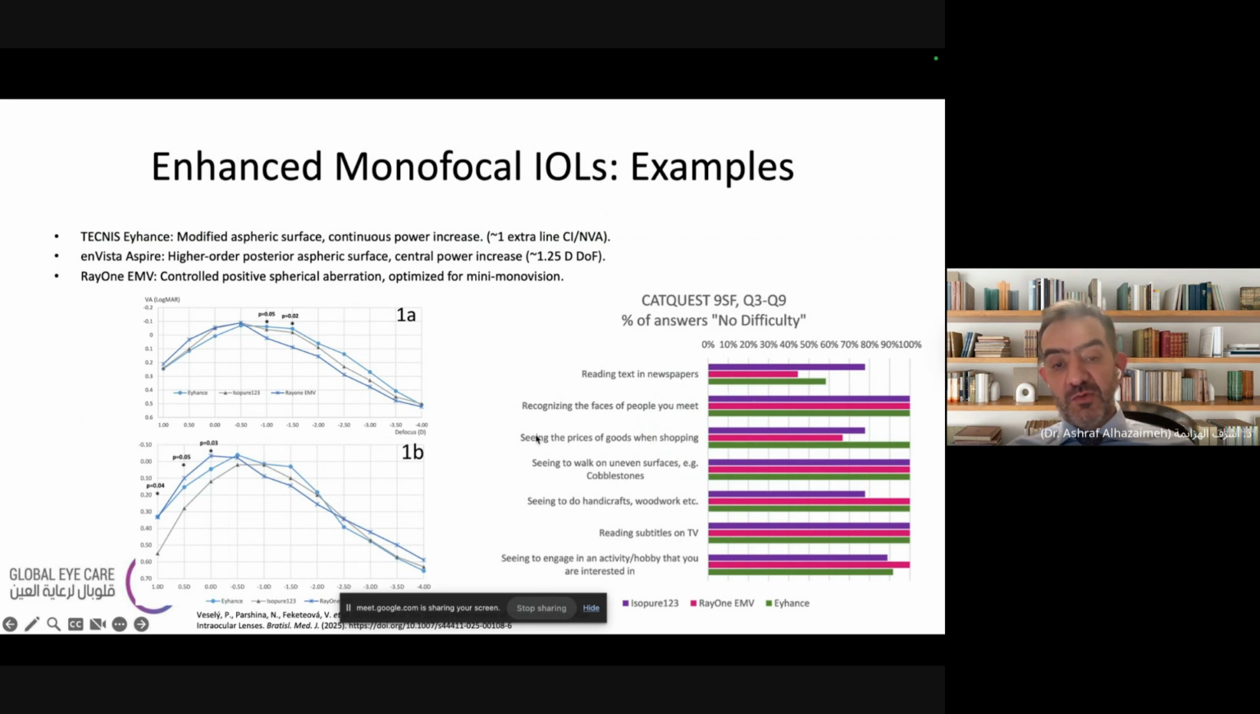diagram that the patients who were questioned about the visual function with 3 types of enhanced monofocal performed well with intermediate vision tasks.